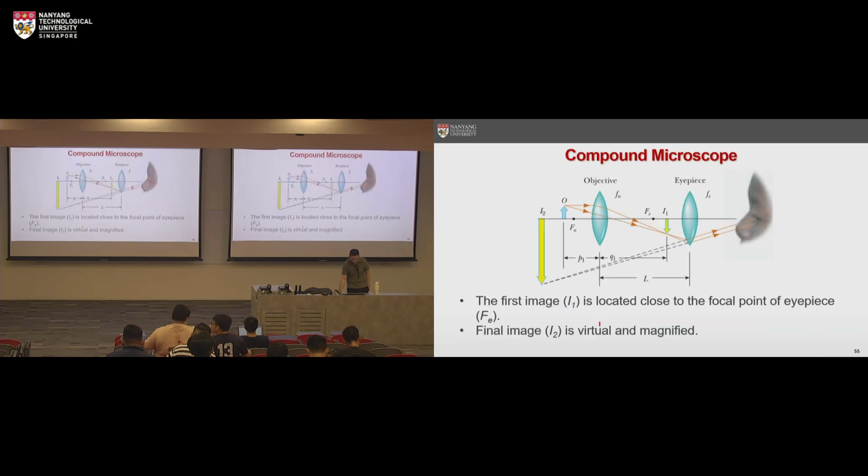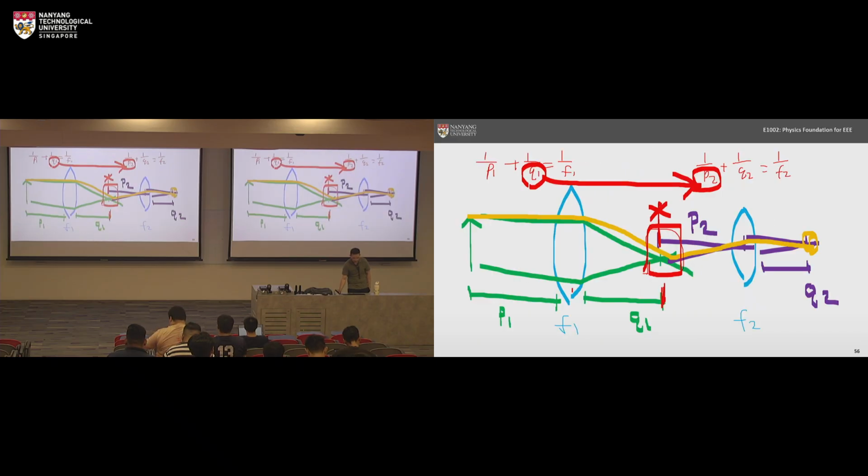So this is more or less what I have drawn just now, to show that light has to focus through your first lens onto Q1, and then this will serve as your new object. So it becomes P2, going into F2, and then you get a final image which is called Q2. So this is how you build a link between the two systems.